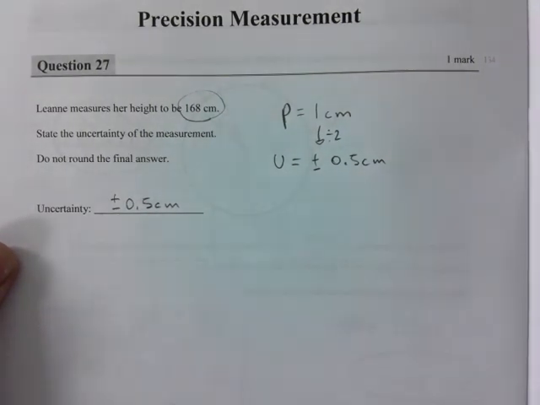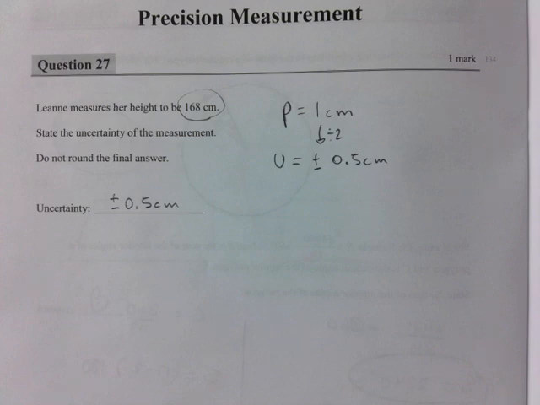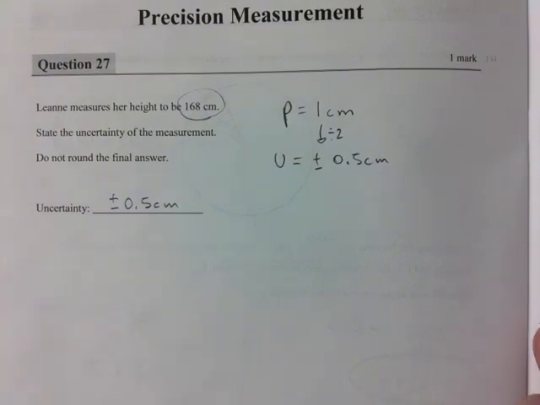The province does not require you to have the plus or minus when you're just stating the uncertainty. But there we go. One mark. Let's keep going.